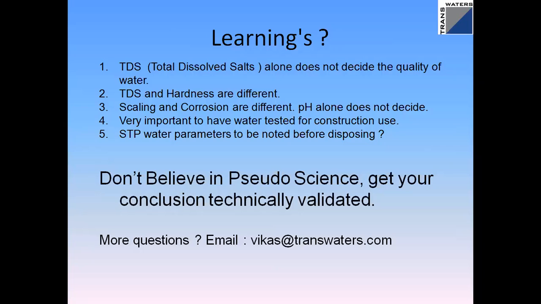Okay, so the next question is how to calculate the dosing of chlorine in STP treated water and in the swimming pool. What is the formula to calculate the same?